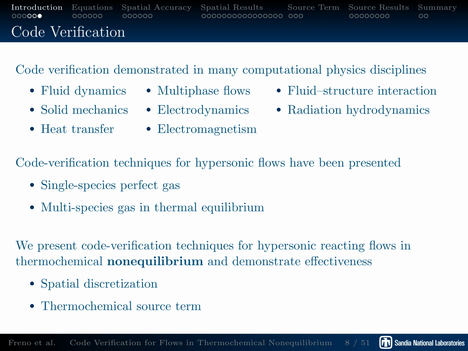Code verification has been demonstrated in many computational physics disciplines, ranging from fluid dynamics to electrodynamics to radiation hydrodynamics. For hypersonic flows, code verification techniques have been presented for a single species, perfect gas, and a multi-species gas in thermal equilibrium. Here, we present code verification techniques for hypersonic reacting flows in thermochemical nonequilibrium and demonstrate their effectiveness on the spatial discretization as well as the thermochemical source term.